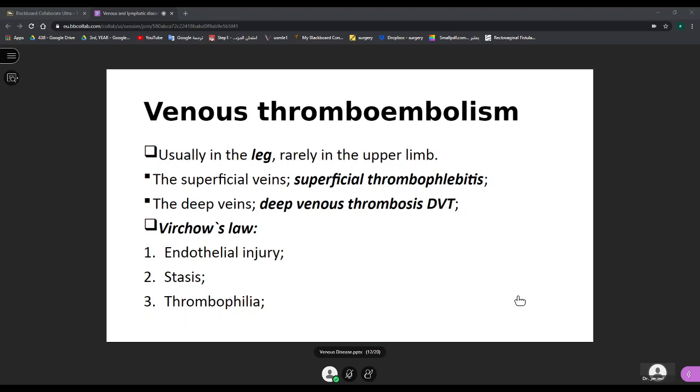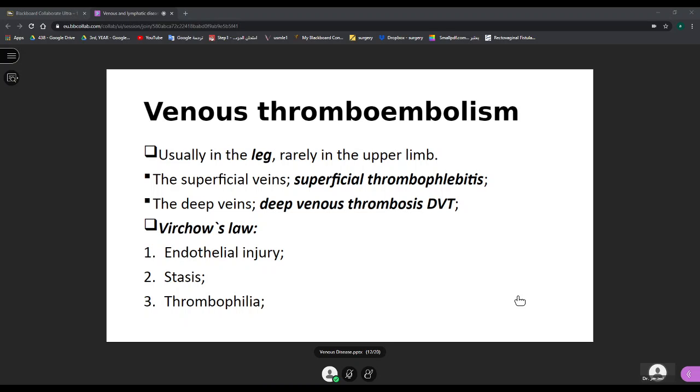This can result into thrombosis, and the classical example here is atheroma. Atheroma is deposition of fats in the subintimal layer. When they rupture, they give rise to a rough surface, and this rough surface may initiate thrombosis. So endothelial injury for any reason can result into thrombosis in vessels, whether veins or arteries. Stasis. When you get stagnation of blood, this is another important reason which might result into thrombosis. And the third condition is thrombophilia.